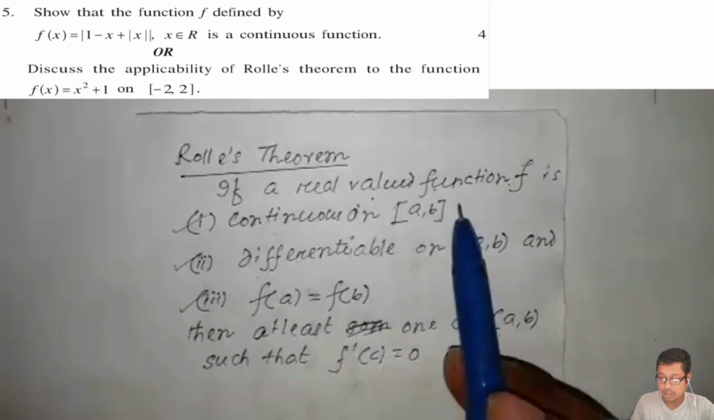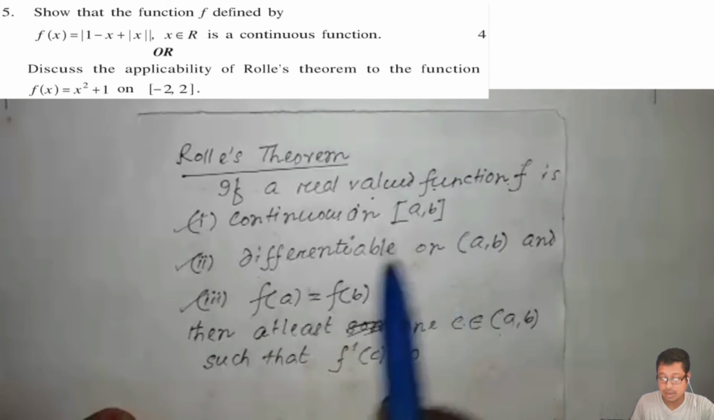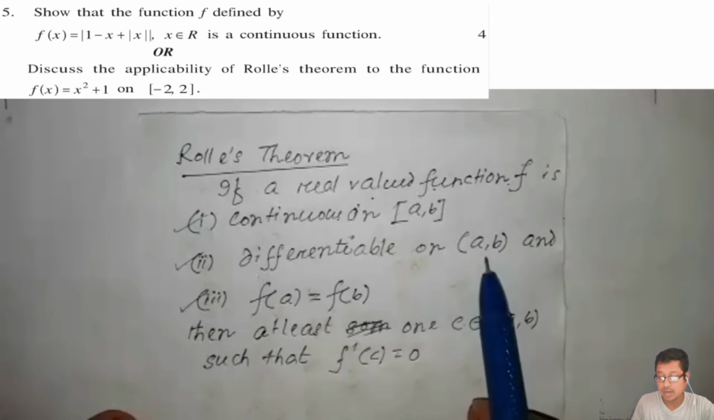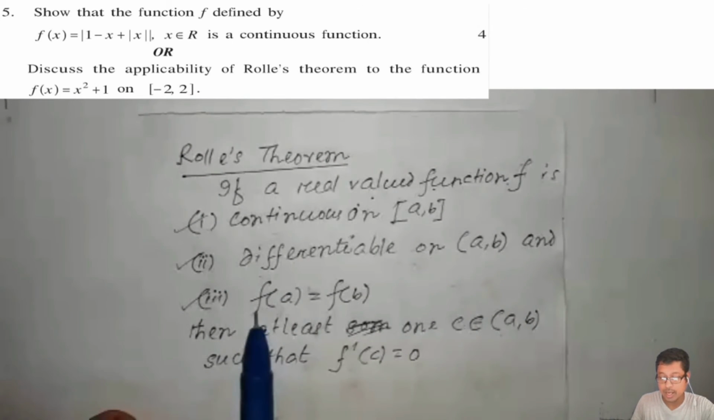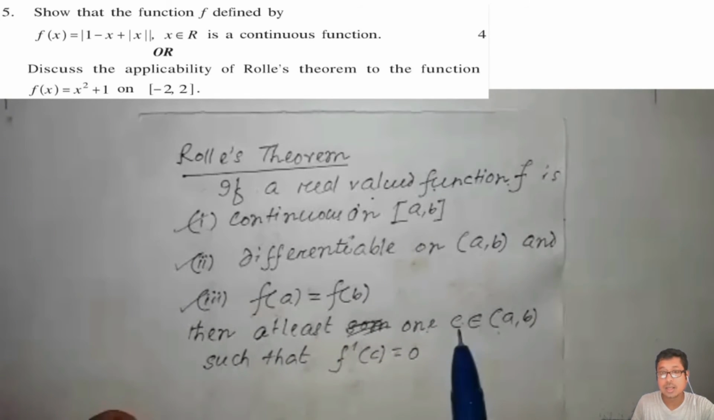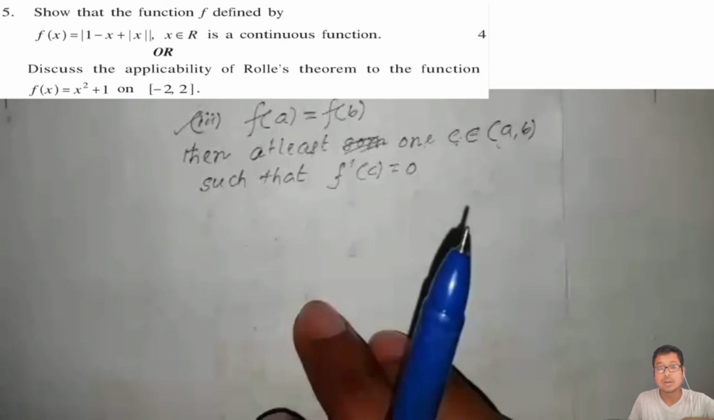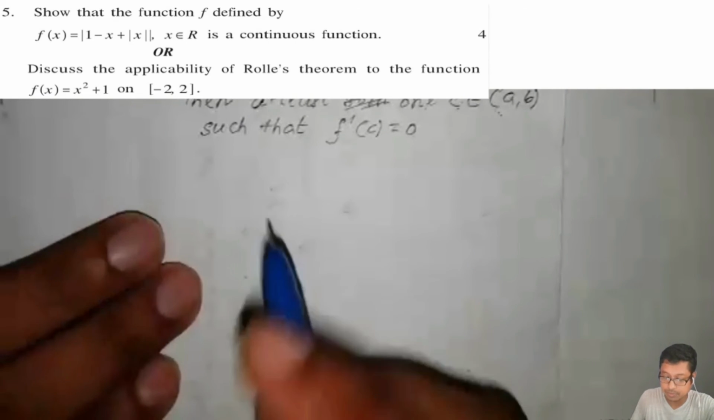If a real valued function f is continuous on the closed interval [a, b], differentiable on the open interval (a, b), and f of a is equal to f of b, then there is at least one c in between a and b such that f dash of c is equal to 0. That means if we want to check whether Rolle's theorem is applicable to our given function, we have to check all these three conditions one by one. Let us see whether these three conditions are satisfied or not.